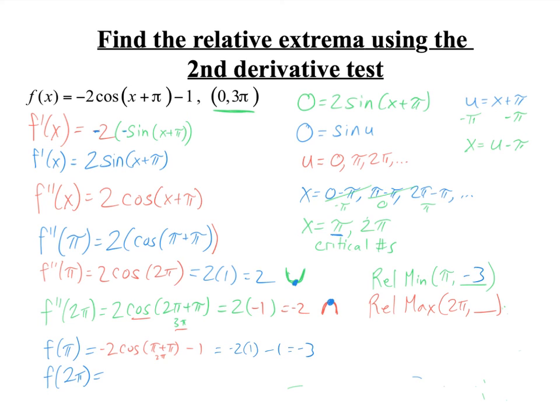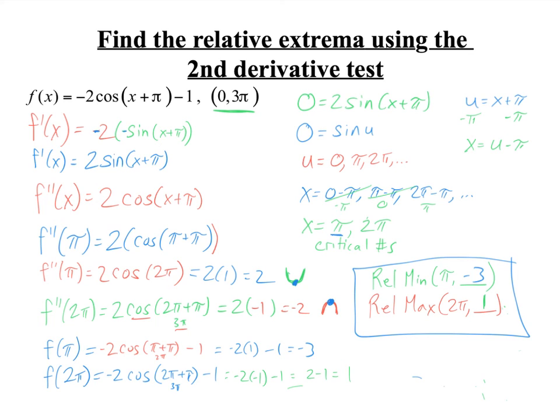So I got a coordinate right there. By the way, this will be our answer. I'm going to box it right now. Next one is negative 2 cosine of 2 pi plus pi, minus 1. This will be a 3 pi. So cosine 3 pi was negative 1. So won't that be negative 2 times negative 1 minus 1, which is positive 2 minus 1, which is 1? There's my coordinate. So relative min is here, relative max is here.